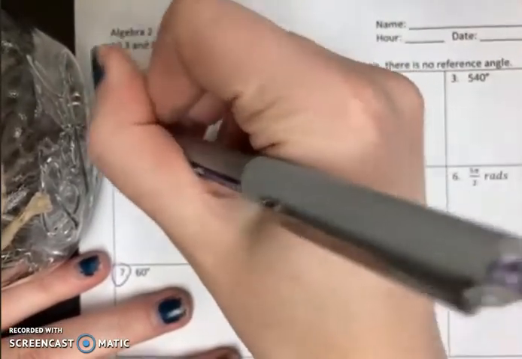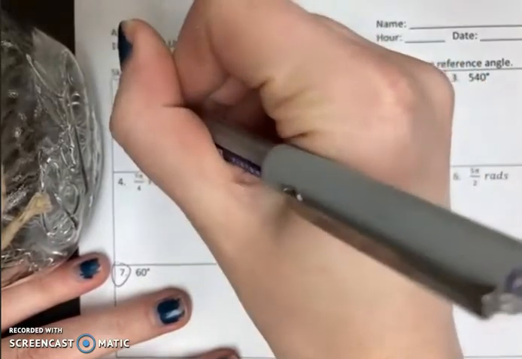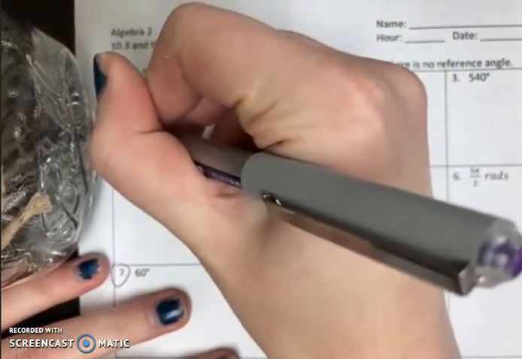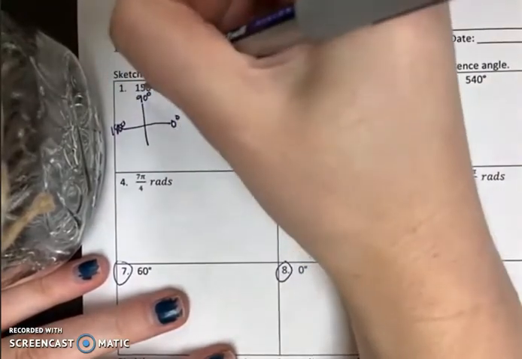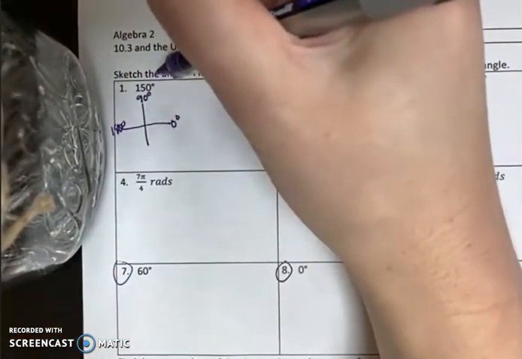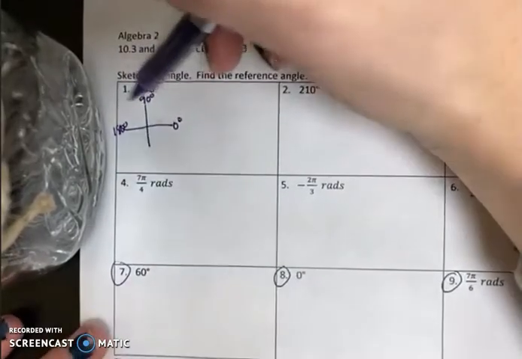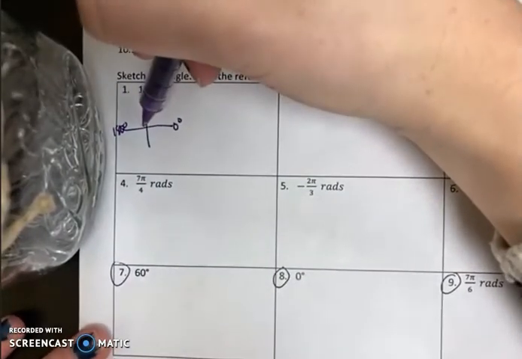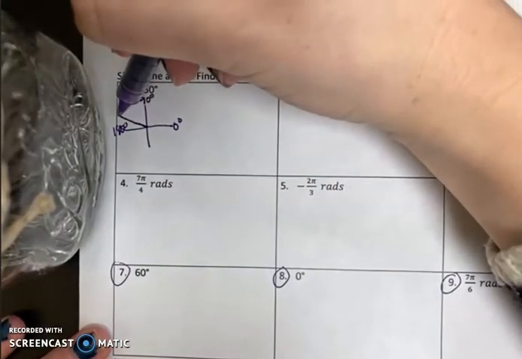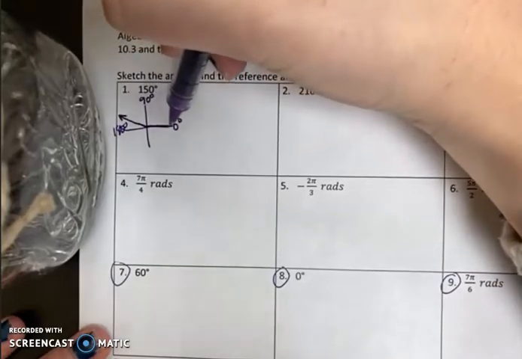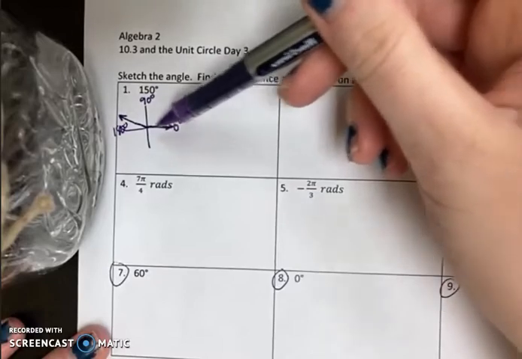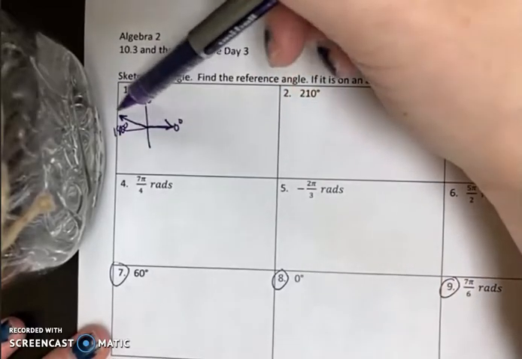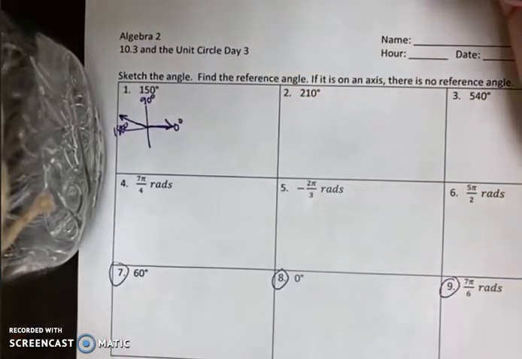So for number 1, my angle here is 0, 90, 180, 270, 360. But I'm just going to stop there because I know that 150 is between 90 and 180. In fact, 150 is going to be right about here. Remember, for standard position, we have our initial side here. Don't forget to draw that, and our terminal side, showing where the 150 will fall.